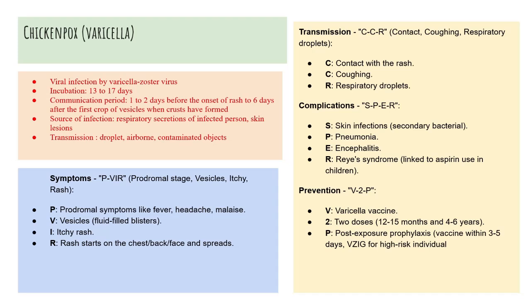into crust form. The fluid from those vesicles is dried and now they have turned into a crust. The first crop means those vesicles that developed the first time, right? Those first ones. And the source of infection is respiratory secretions of an infected person, and skin lesions too, because there is fluid in those vesicles. If you are in direct contact with them without any gown and gloves, you might get this infection as well.